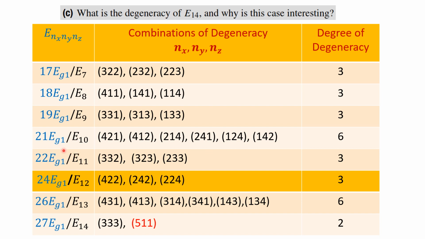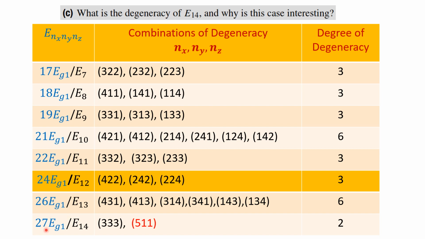Then the next energy state is 22 EG1, which we can obtain by squaring and adding 3 3 2. That is 3 squared plus 3 squared plus 2 squared. So two nodes are the same and one number is different, so naturally you will have a degeneracy of 3. Next, also the same thing, 4 2 2 gives 24 EG1. Two are the same, so you will get a degeneracy of 3. Next is 26 times the ground state energy of the one-dimensional particle in the box. You can obtain 26 by squaring and adding 4 3 1. All three are different, so naturally you will have a degeneracy of six.